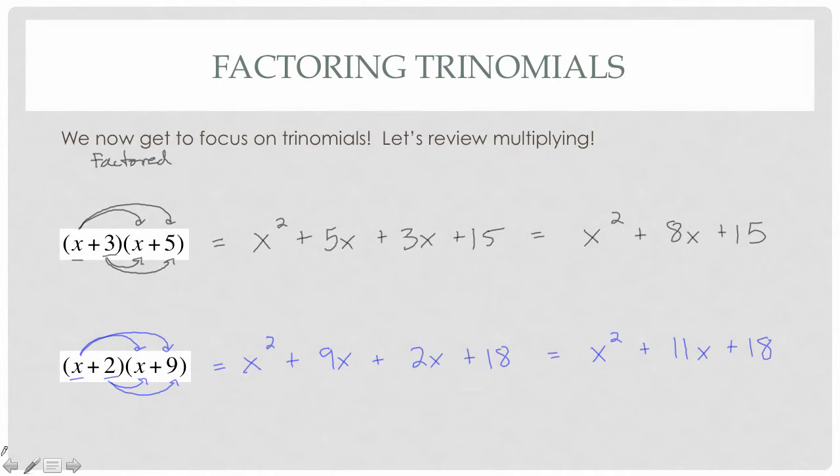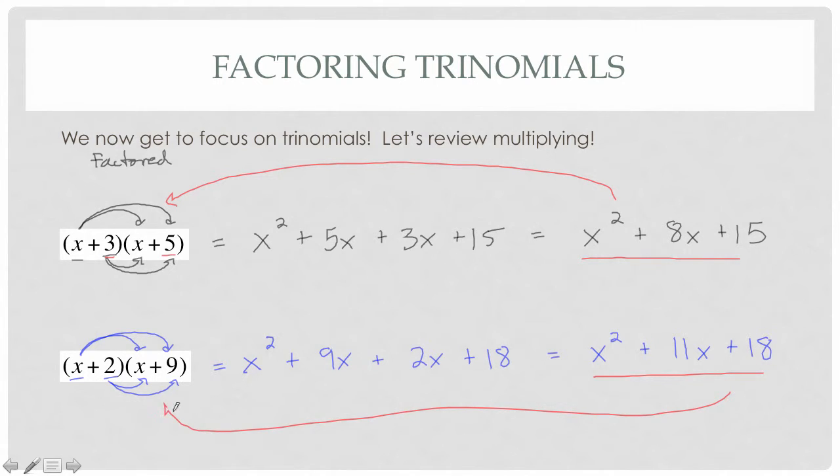Okay. Well, now factoring is going in reverse. So let's see if we see any patterns. If we start with this, we look at the numbers here, we want to develop a plan for how do I factor it back into that. Well, here I've got the numbers 15 and 8. I got the 15 from the 3 times 5, and I got the 8 from the 3 plus 5. On this one, we've got 18.